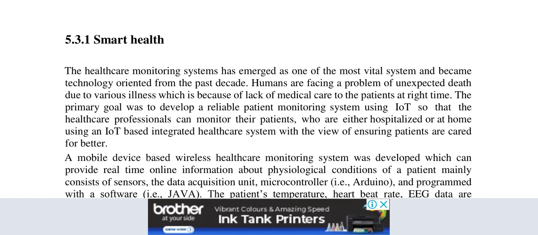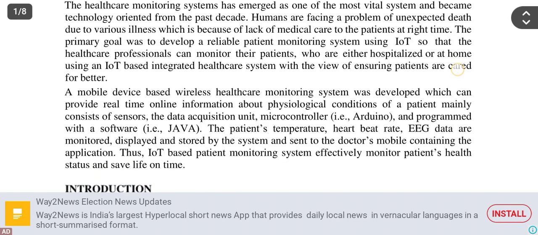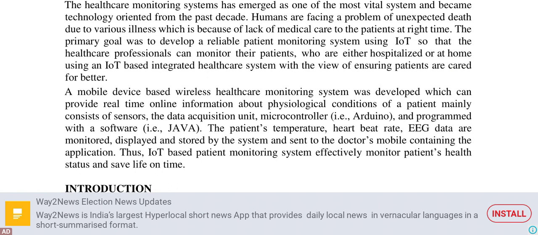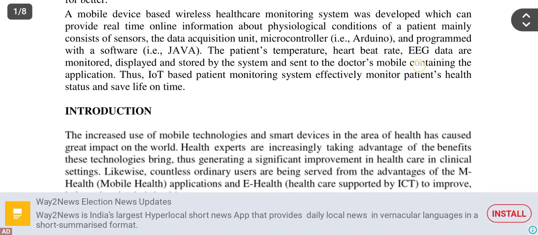A mobile device based wireless healthcare monitoring system was developed which can provide real time online information about the physiological conditions of a patient. It mainly consists of sensors, a data acquisition unit, a microcontroller, and is programmed with software. The patient's parameters like temperature, heartbeat rate, and ECG are monitored, displayed, and stored by the system and the data is sent to the doctor's mobile containing the application. The IoT based monitoring system effectively monitors patients' health status and saves lives on time.